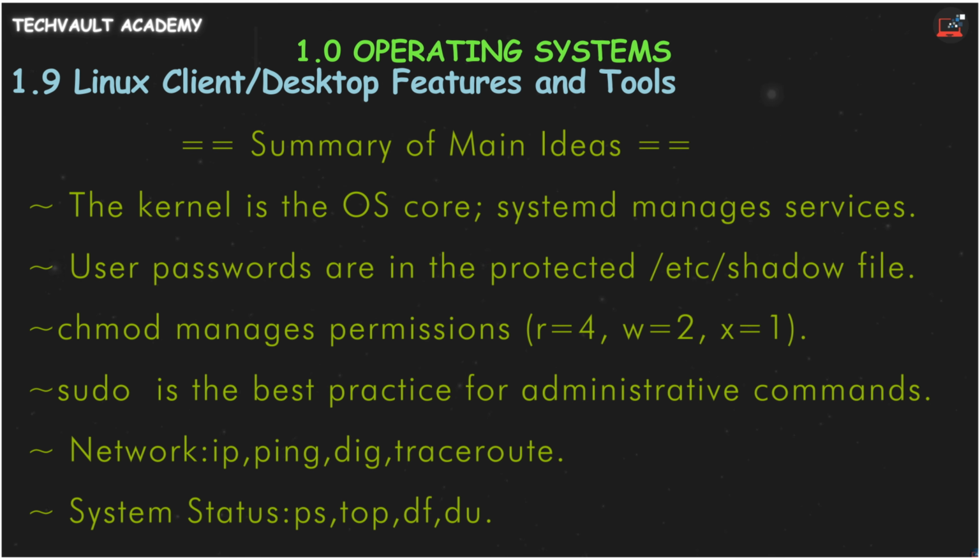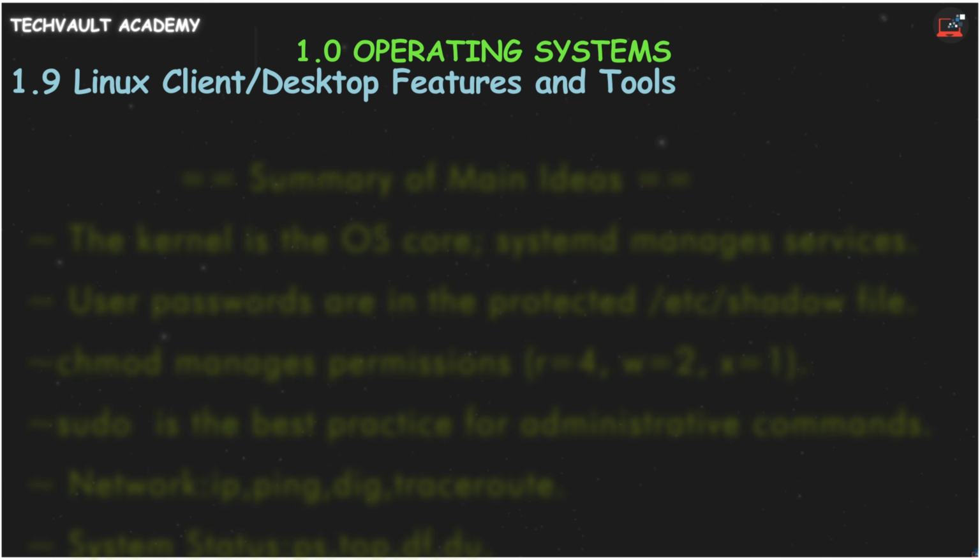For networking, use ip for configuration, ping for connectivity, and dig for DNS. For system status, use ps to see processes, top for real-time performance, df for free disk space, and du for disk usage.